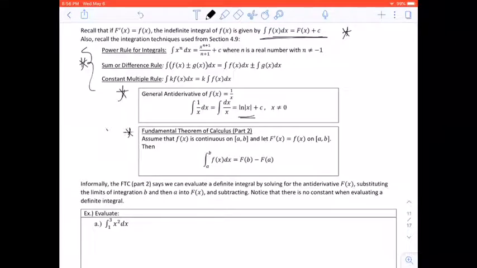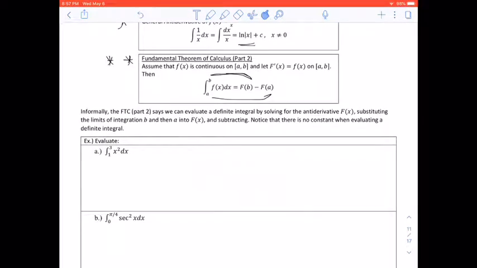Fundamental theorem of calculus part 2. So definitely important. Assume that f of x is continuous on the interval from a to b, and let F prime of x equal f of x on [a, b]. Then the integral from a to b of f of x dx is equal to F of b minus F of a. I want you guys to realize it's the upper limit of integration minus the lower limit of integration.